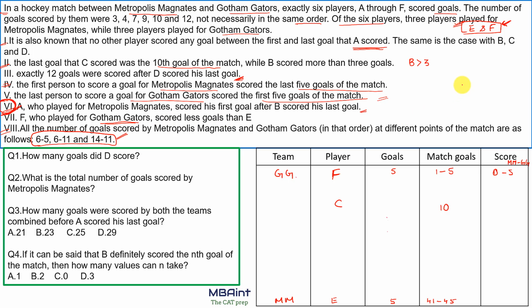F scored fewer goals than E. So we know that F is less than E: the number of goals by F is less than E.